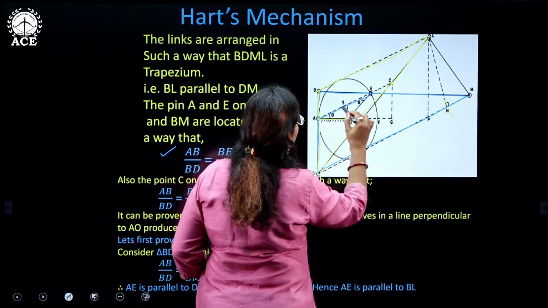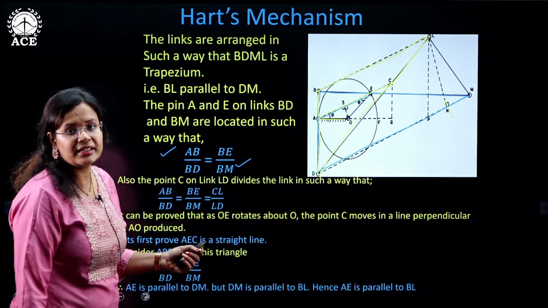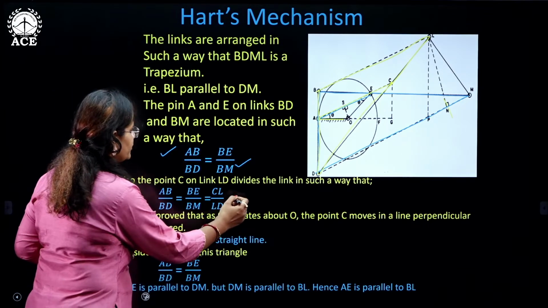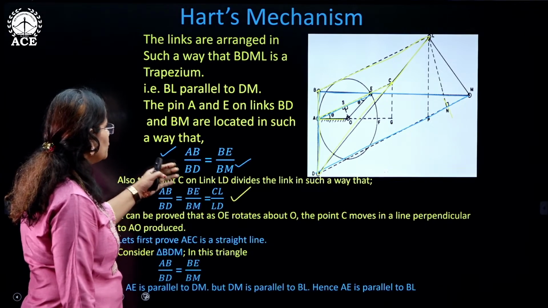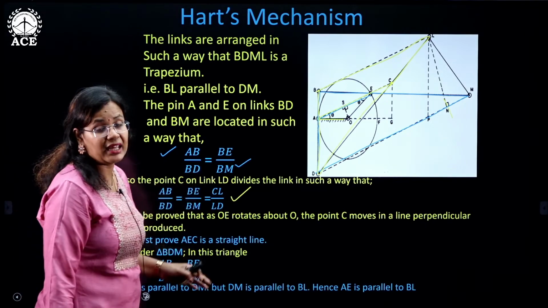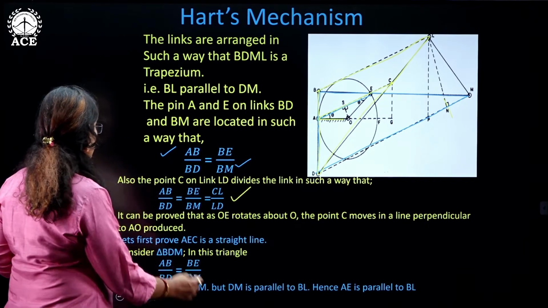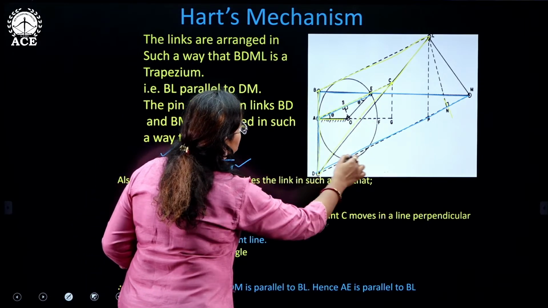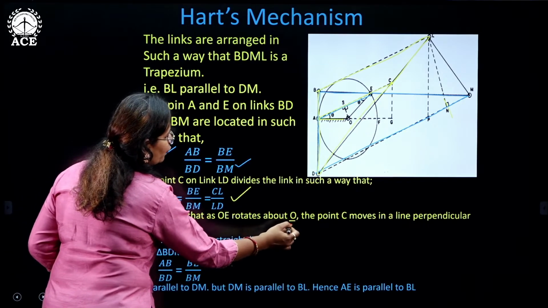The one with the yellow line. This is the triangle. Here also you can see that they are considered to be similar triangles. So based on the ratios, I have written all the 3 possible ratios, saying AB by BD is equal to BE by BM is equal to CL by LD. So by this, I can say that it can be proved that OE is rotating about a circle. It is making a whole circle about point O.